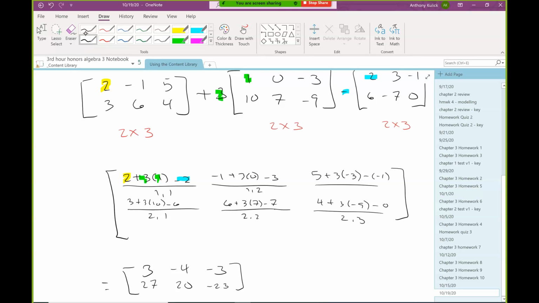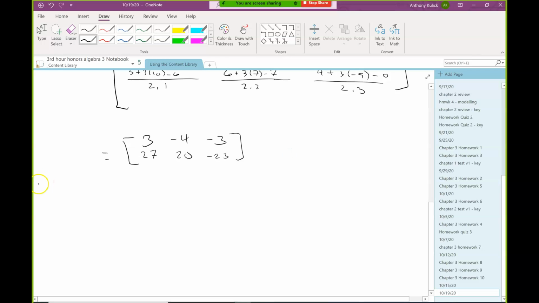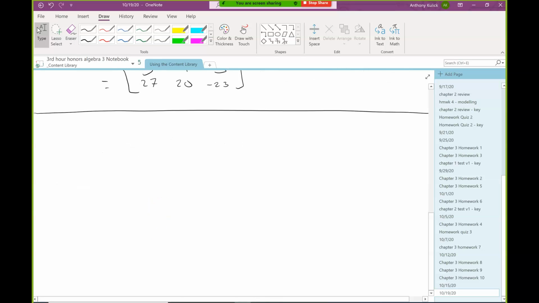Overall, it seemed like we're pretty good with these basic matrix operations, right? Nothing too complicated going on, nothing too tricky, which is good, right? Let's do another matrix multiplication example. Sound good?